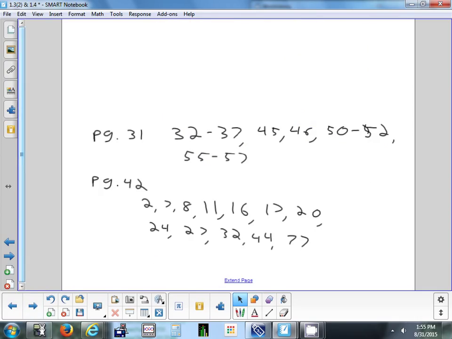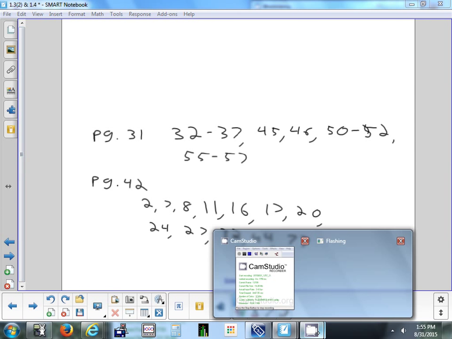All right, so the homework on page 31, it's the last part of what you guys did over the weekend. And then page 42, that's on slope, y-intercept, and all that stuff. Take a look at that tomorrow.